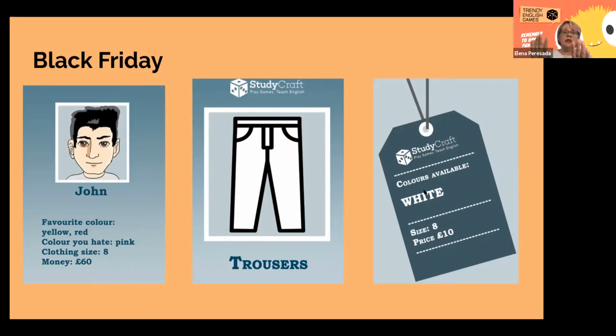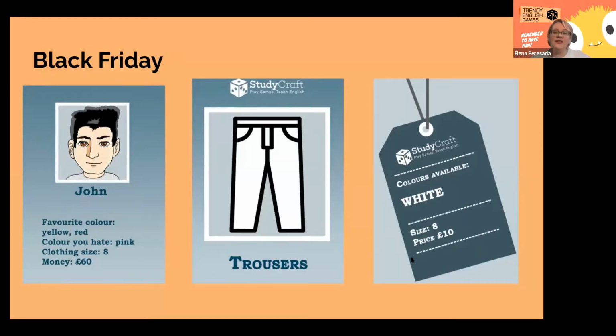Price tags and clothing items are separate cards, so that we can play this game again and again, so that students can't memorize it. These are trousers, they are pink and they cost 10 pounds. But each game the trousers get a new price tag and you never know. If you are size 6, you can't buy size 8. You can buy only your own size.